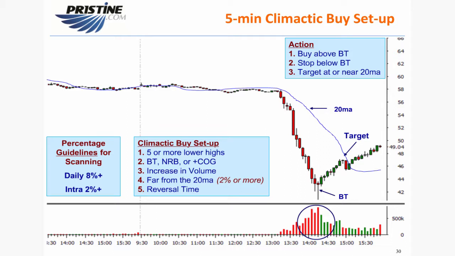Now here we've got another example, as you could probably guess. We're talking about climactic, so it's a climactic buy setup, and this is on the 5-minute chart. You got a nice fluid move down, bottoming tail, huge volume increase. It's very obvious that this is extended to the downside and needs to bounce. So you buy it over the high of the bottoming tail, stop either under the low of the bottoming tail or below the low of the bar that gets you in. And then you manage it up into your targeted 20 MA.